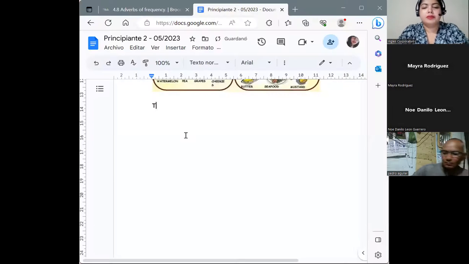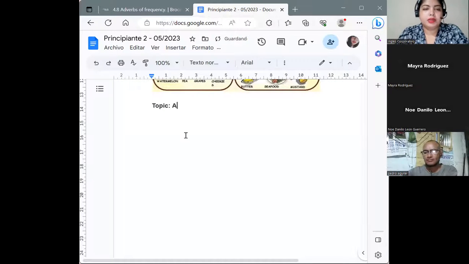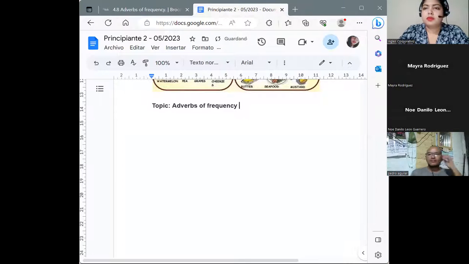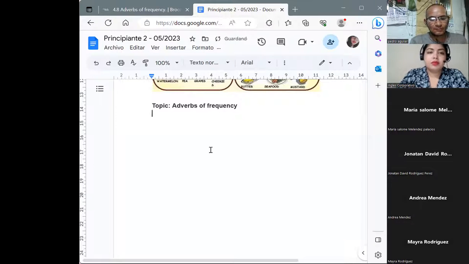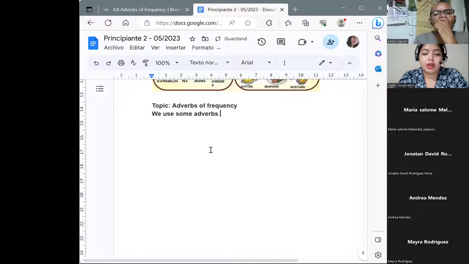Okay, here we have the topic, that is adverbs of frequency. Okay, in this case, what is the adverb of frequency? That is the first thing. So, we use some adverbs to describe how frequently we do an activity.